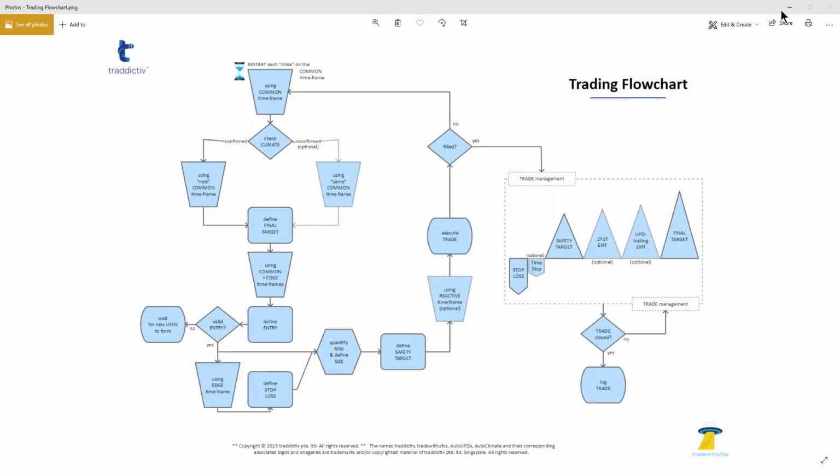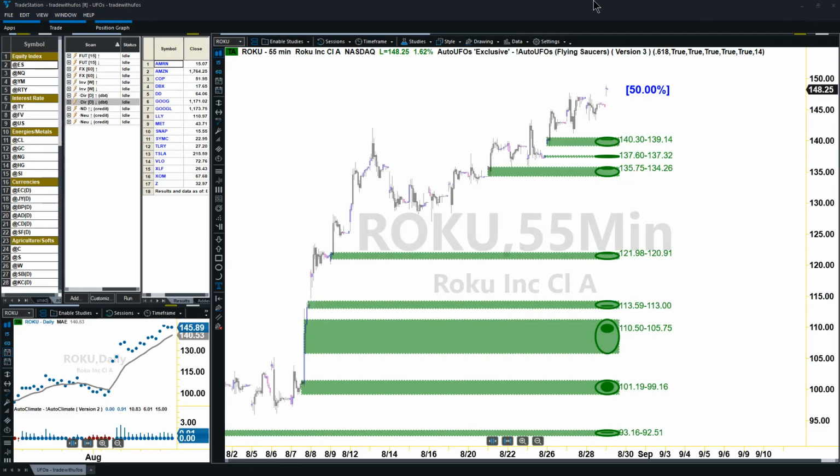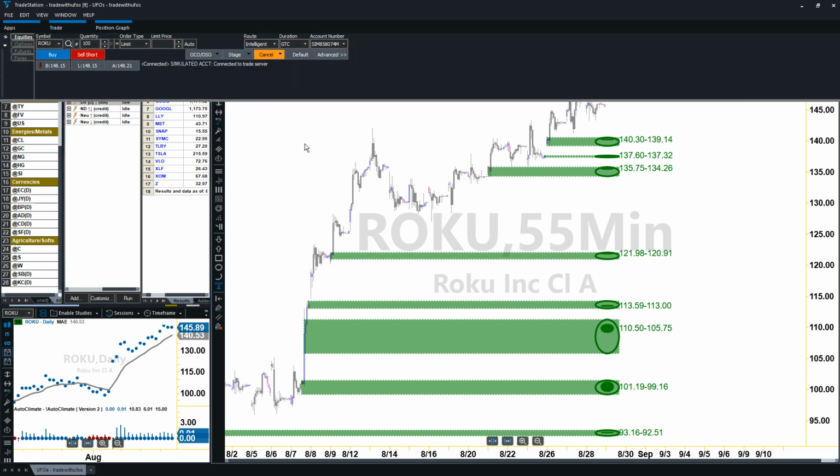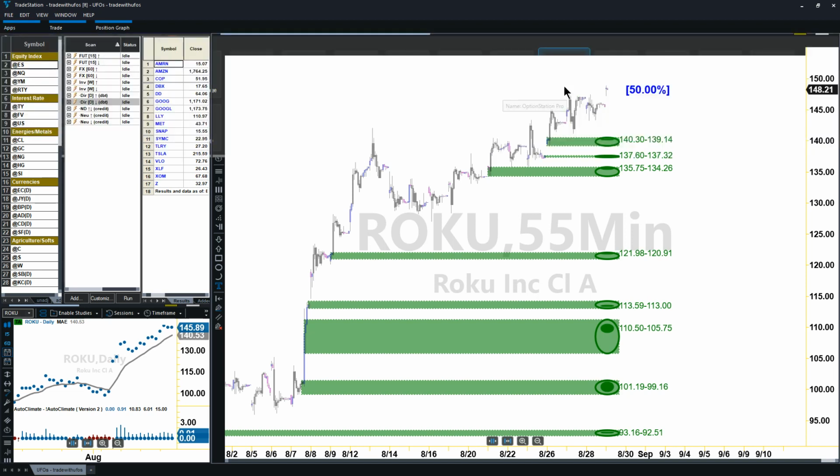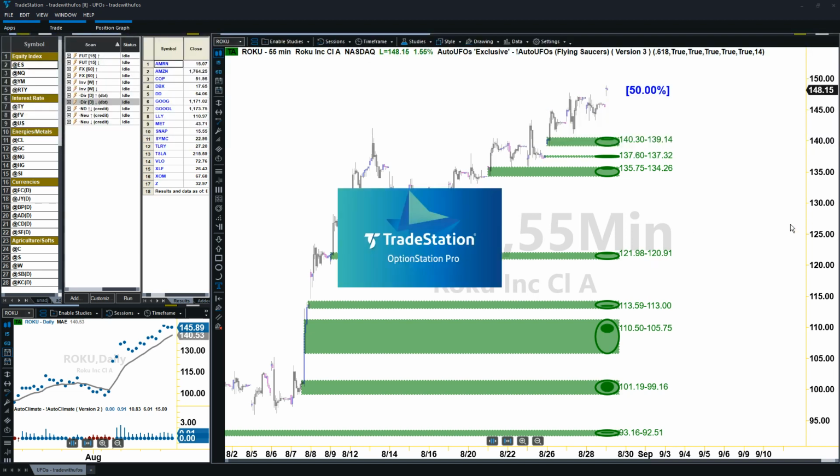So here we go. Here's our flow chart, which I have ready in case we need to refer to it. And of course, this is our trade station, which is going to be the key analytical tool that we're going to use today to plan and execute our trades afterwards. By the way, I have the chart loaded here with Roku. And before the session started, I was just taking a look at what it is that we have in the account, how things are going.